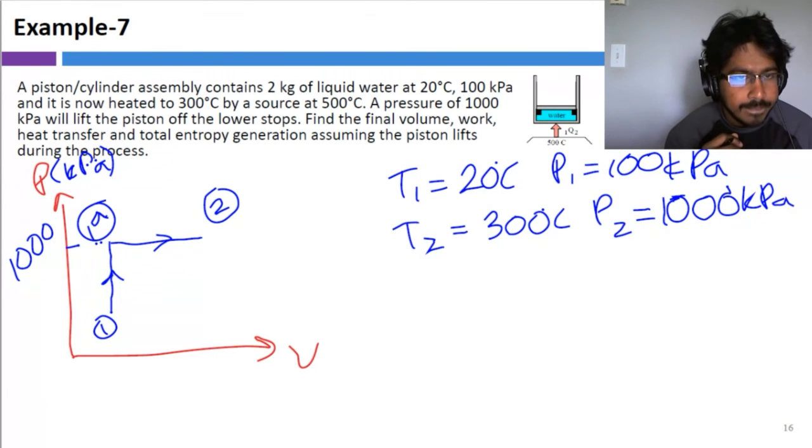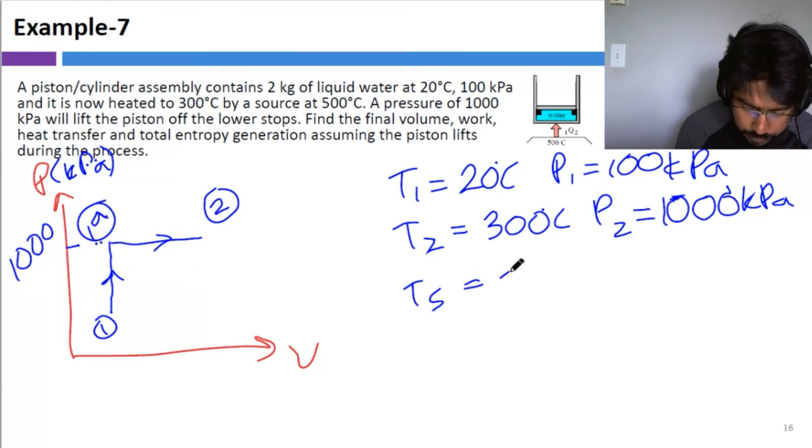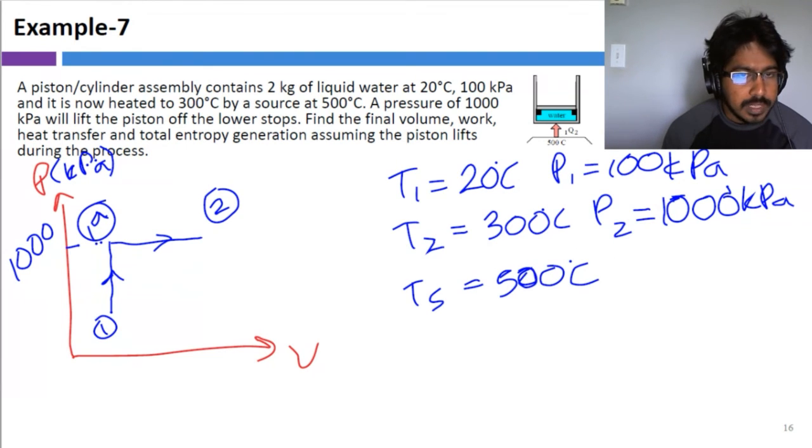And then it says a 500 Celsius source was used. Source temperature, let's say T source equals 500 Celsius. Find the final volume, work, and heat transfer.